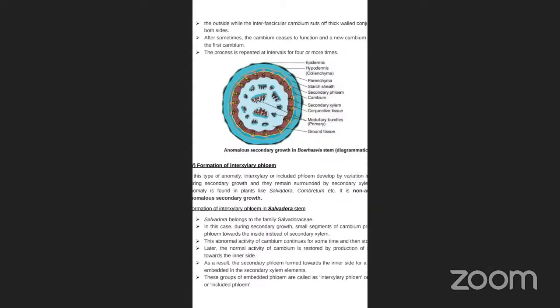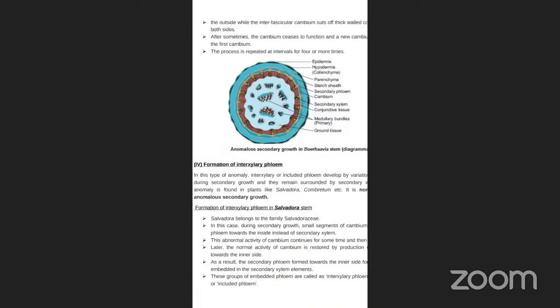Boerhaavia shows epidermis as the first layer. The second layer is hypodermis, made up of collenchyma tissue. Next, parenchyma. Here it does not show four wedge strips; the vascular bundles are scattered. The third layer is parenchyma. The fourth layer is the starch sheath.